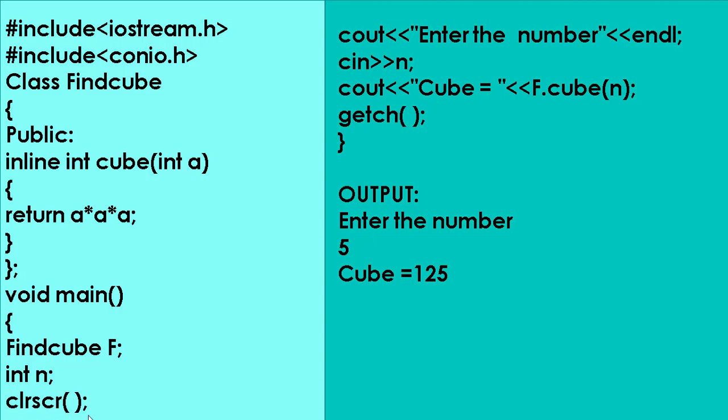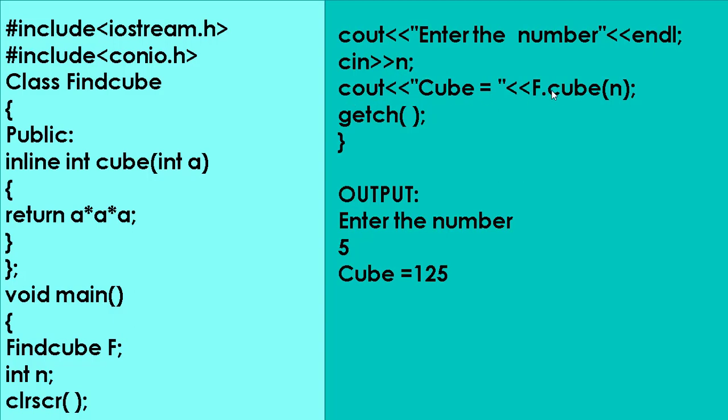Clear screen, in order to clear your output screen. Cout, enter a number. We are accepting a number here. Suppose we accept the number 2, then the n value is 2. Suppose we accept 5, the n value will be 5. So the value is a variable here.